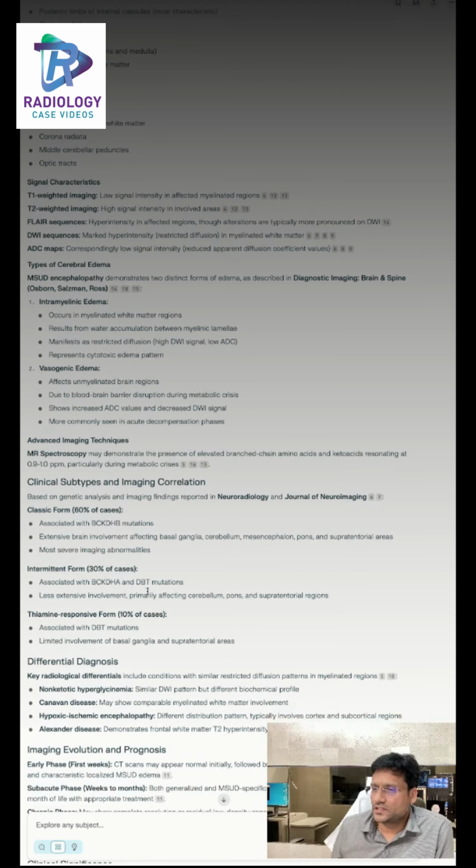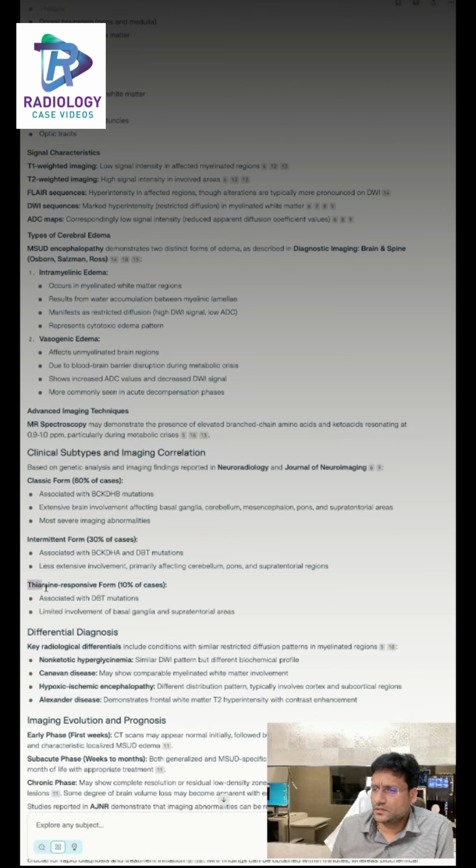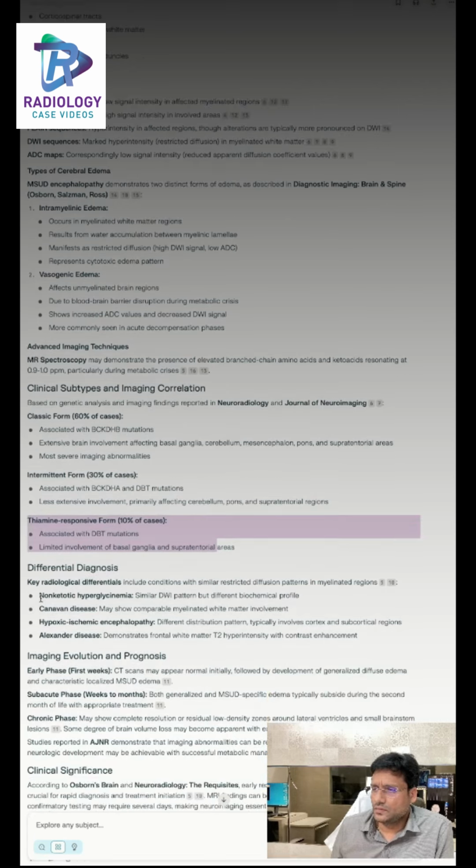The lesser forms include the intermittent form, where in 30% of cases there will be a double mutation, where an associated DBT mutation will be seen. The least common one is a thiamine responsive form. Differentials: non-ketotic hyperglycemia. In our case, we considered hypoglycemic encephalopathy.